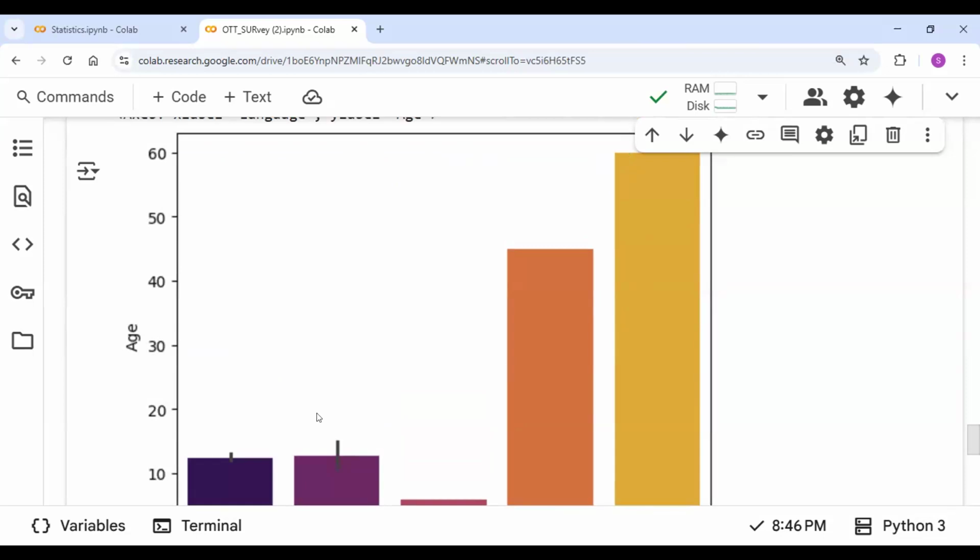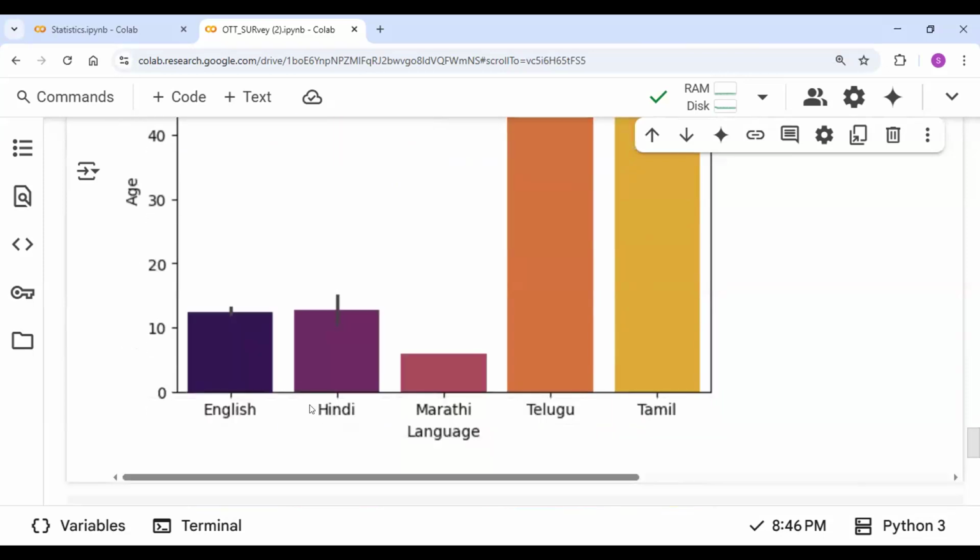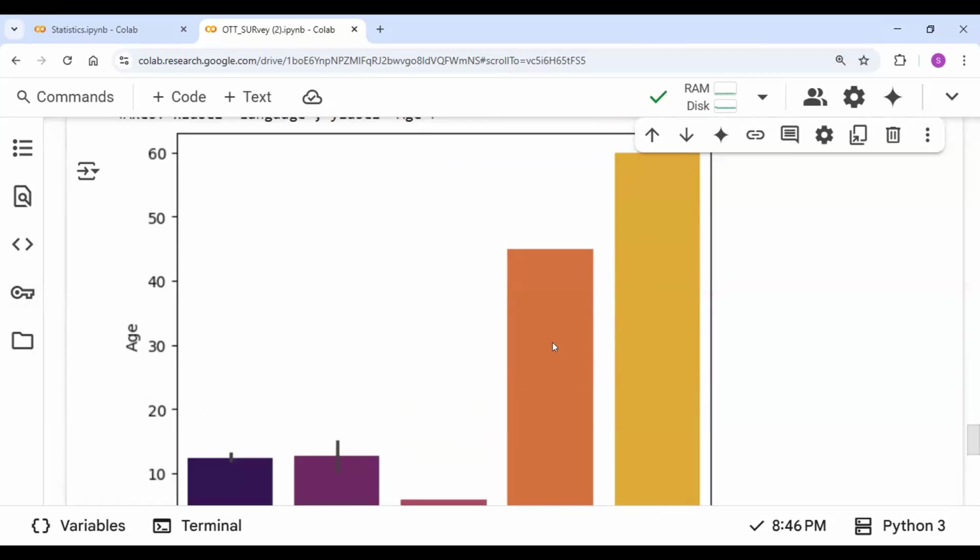So that's what interpretation you're getting from this data. So English, Hindi, Marathi. Sorry guys, I'm from India. That's why most of the languages are coming from Indian guys, right? So Hindi, Marathi, Telugu. Okay, Ramesh belongs to Telugu.